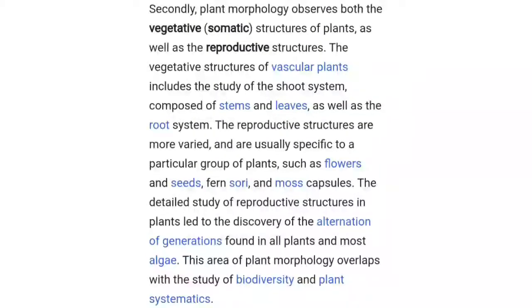Secondly, plant morphology observes both the vegetative somatic structures of plants, as well as the reproductive structures. The vegetative structures of vascular plants include the study of the shoot system, composed of stems and leaves, as well as the root system. The reproductive structures are more varied, and are usually specific to a particular group of plants, such as flowers and seeds, ferns and moss capsules.